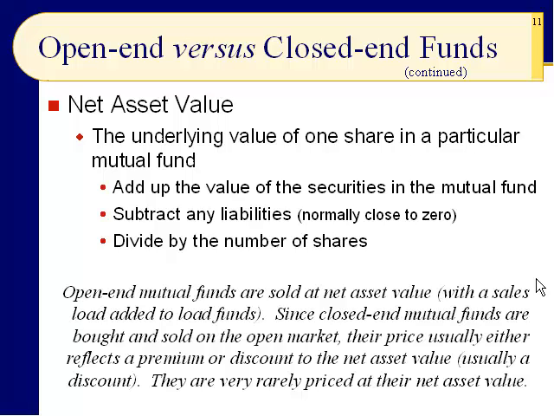Open-end mutual funds are always sold at net asset value, and if there's a sales charge, they add the sales charge. But since closed-end mutual funds are bought and sold on the open market, their price usually reflects either a premium or a discount to the net asset value, often a discount. They're very rarely priced at the net asset value. Now, they don't get very far away from this net asset value, maybe 25, 50 cents, depending on how much the net asset value is. But still, because of market forces, because they're bought and sold on the exchanges like a stock, they don't necessarily sell at what the company is actually worth. And that's okay. That's the market at work.